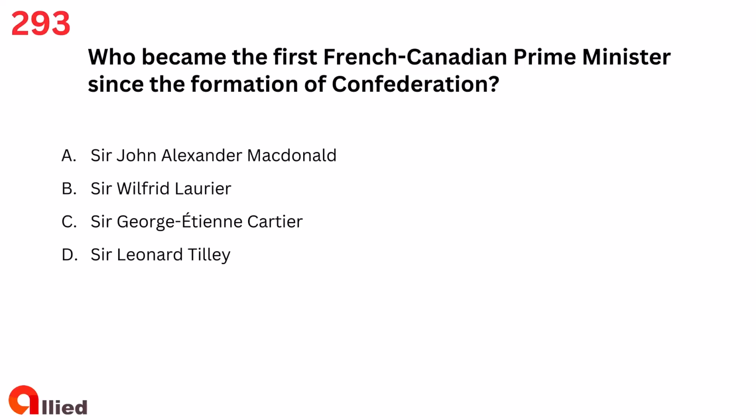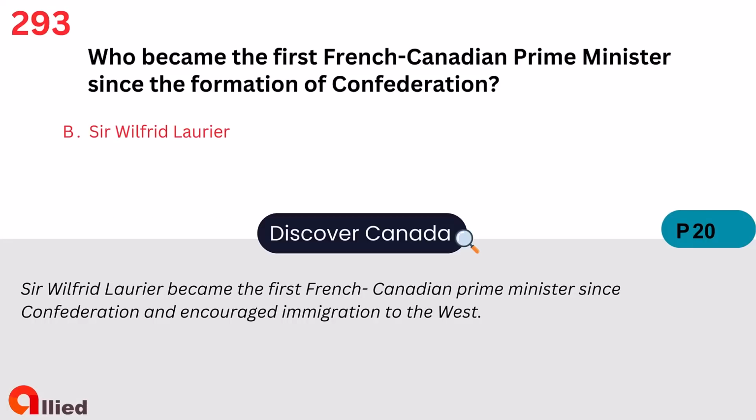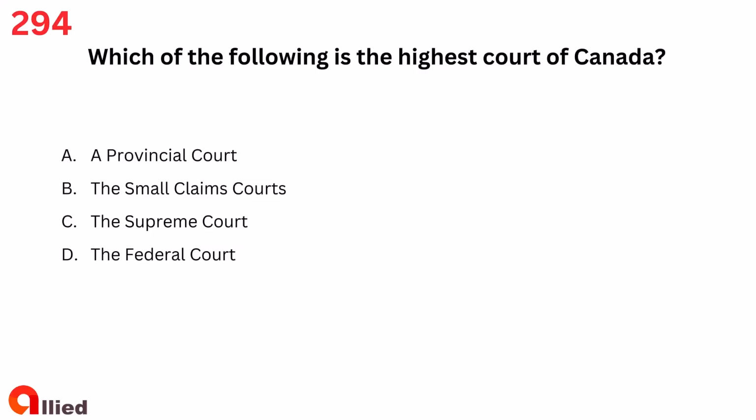Question 293. Who became the first French-Canadian Prime Minister since the formation of Confederation? A. Sir John Alexander Macdonald. B. Sir Wilfrid Laurier. C. Sir George Etienne Cartier. D. Sir Leonard Tilley. The answer is B. Sir Wilfrid Laurier.